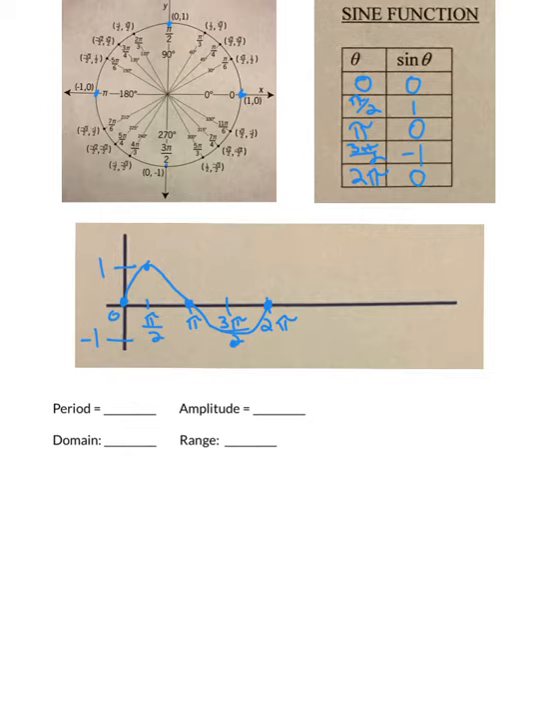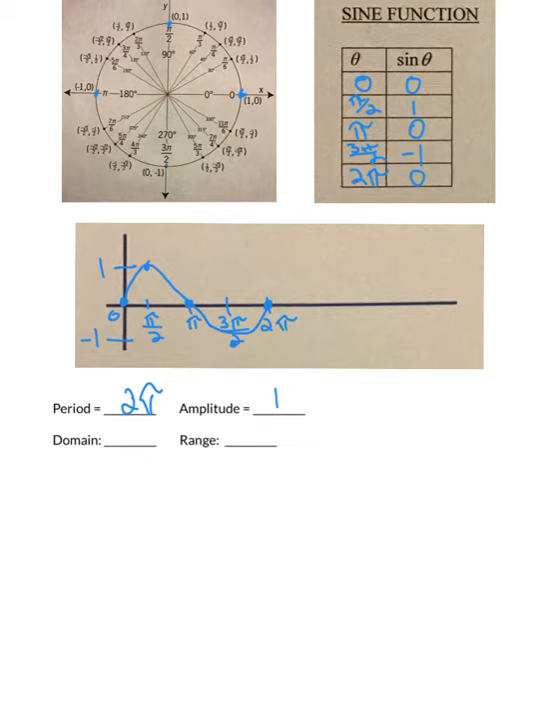The period of the sine function. How long does it take us to go through one full cycle of this function? 2 pi. The amplitude. Amplitude means what's the highest and lowest that it goes. Notice that the highest it goes is to +1, the lowest that it goes is to -1. Amplitude is always positive, so the amplitude is 1.